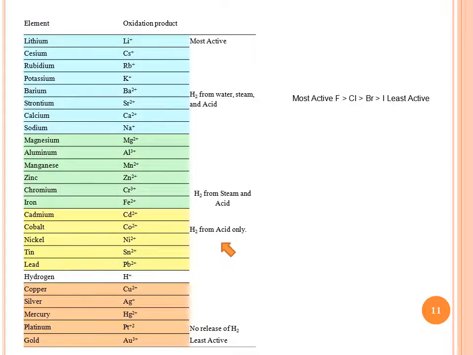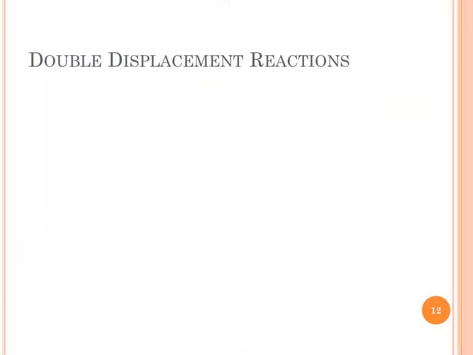The yellow will displace hydrogen gas from acid only. Things down there in the orange will not displace any hydrogen gas, and those are the least active of all. For non-metal displacements, for example halogens, the fluorine is most active, the iodine is least active, so anything higher up on that column of halogens in group 7A will displace anything lower down on that column. So fluorine will displace chlorine, chlorine will displace bromine, bromine will displace iodine.